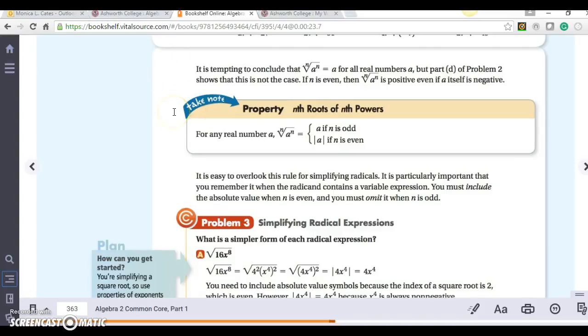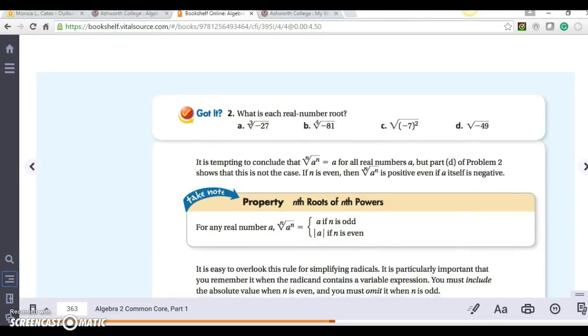Okay, let's continue on. It is tempting to conclude that the nth root of a to the n equals a for all real numbers a. So that's something that we've probably learned before in Algebra 1. But Part D of Problem 2 shows that this is not the case. If n is even, then the nth root of a to the n is positive even if a itself is negative. So we learned that there.